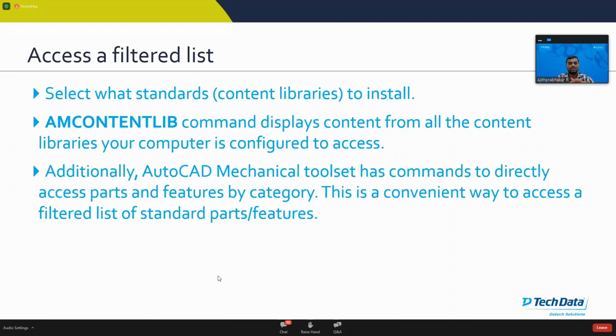Additionally, AutoCAD Mechanical Toolset has great commands to access all the parts and features based on categories. The parts and features refer to cut-throughs or any holes, especially for fasteners, thread type holes, any standard holes, any bearing holes. Apart from that, there are features such as representation of your welding marks, representation of hole callouts and much more. All these standards and features are available where you can install them and make use of them with convenient access through a filtered list of features.